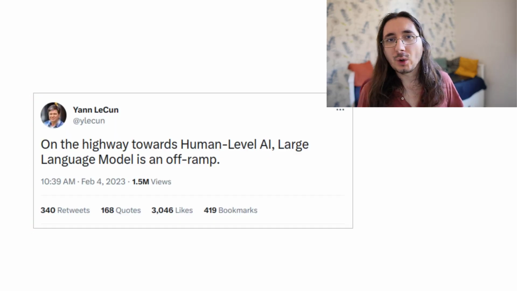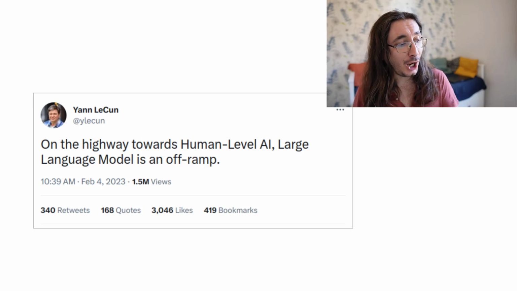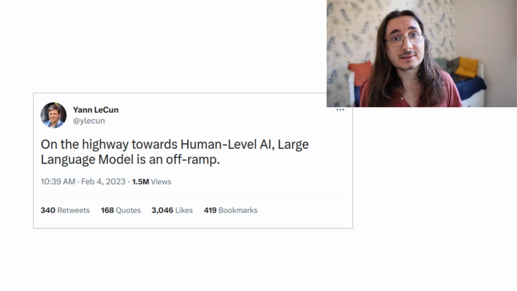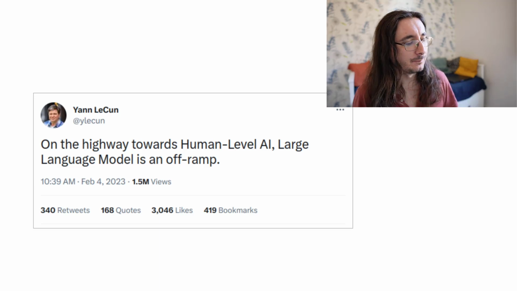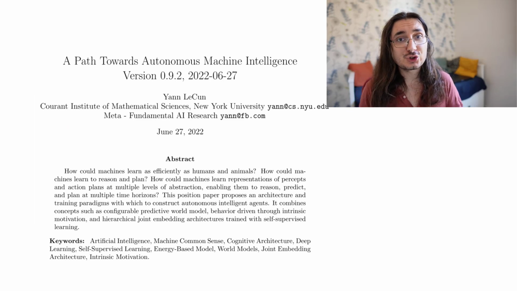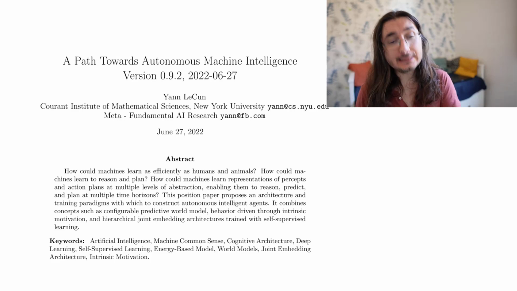Yann LeCun, one of the fathers of deep learning, arrived at something similar in the case of general intelligence. He wrote this tweet this year saying, on the highway towards human-level AI, large language model is an off-ramp. Large language models are transformer architectures. It's an architecture used in deep learning. Yann LeCun expanded this idea in a position paper that I highly suggest you to read. It's called A Path Towards Autonomous Machine Intelligence.